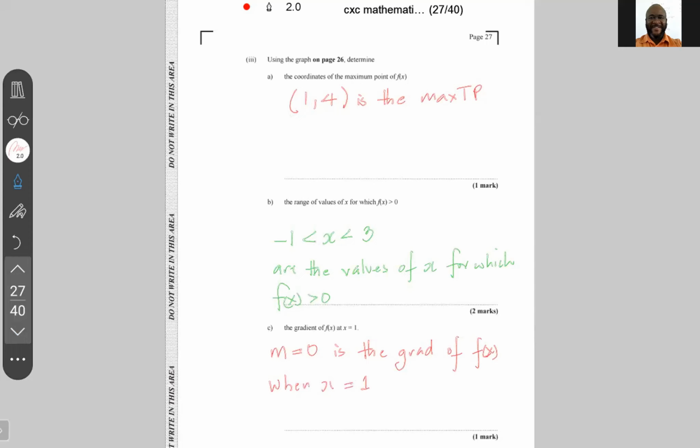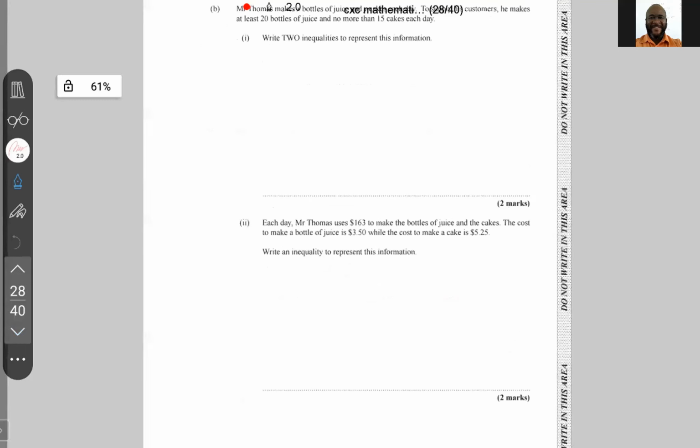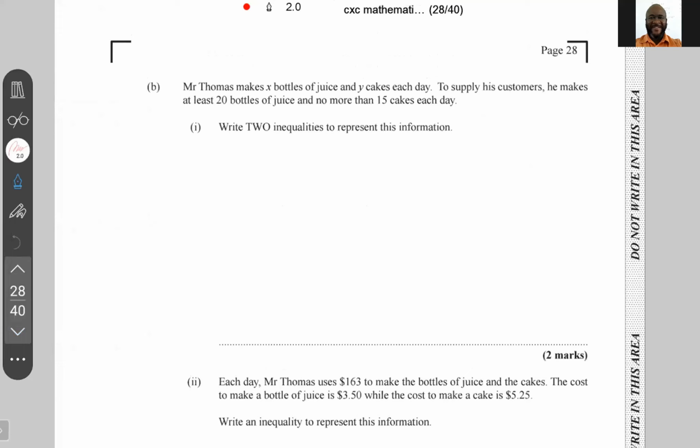Turning the page. This says Mr. Thomas makes x bottles of juice and y cakes each day. To supply his customers, he makes at least 20 bottles of juice and no more than 15 cakes each day. Write two inequalities to represent this information.